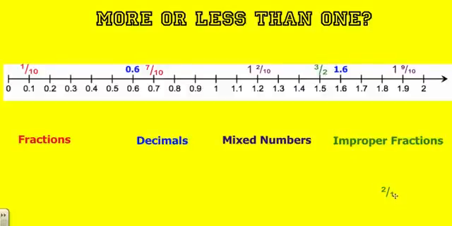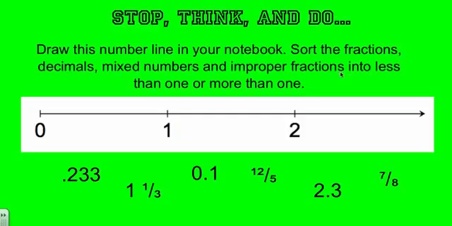And again, here's another improper fraction. Think of it as a division problem. 2 divided by 1. 2 divided by 1 is 2, which is also greater than 1. So you'll notice mixed numbers and improper fractions are going to be greater than 1, and fractions are less than 1, and decimals can be less than 1 and greater than 1.